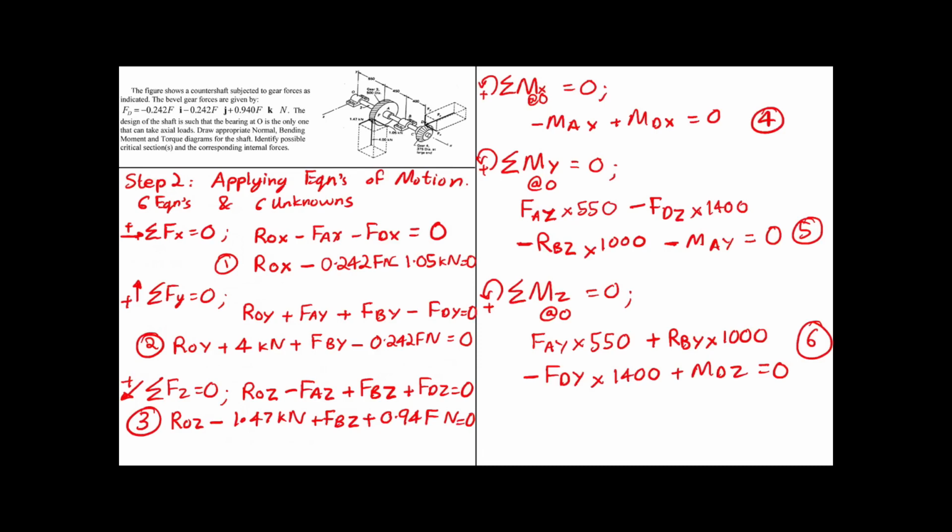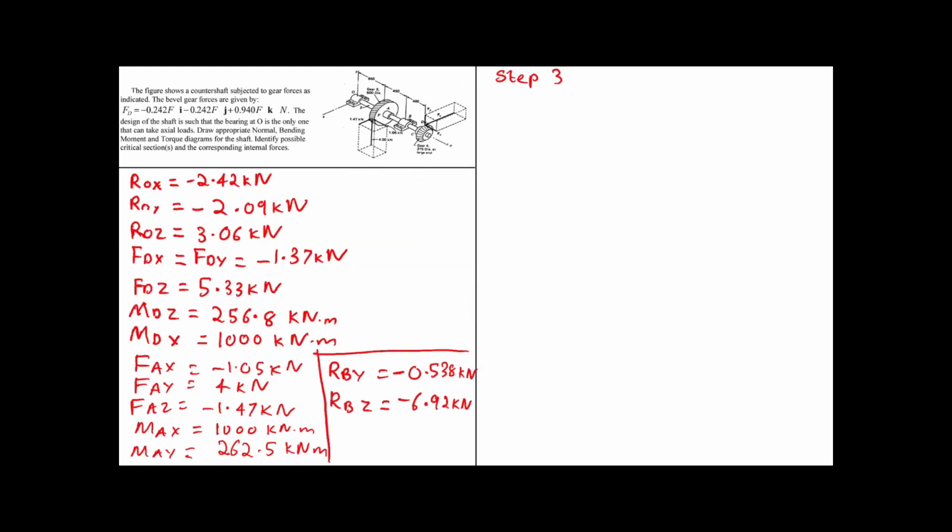Okay, so now let's continue drawing the moment diagrams. Step 3 is to draw the shear diagram, and step 4 would be to draw the moment diagram. So let's start with the shear diagram, and we will have a total of 3 shear diagrams due to the forces in x direction, y direction, and z direction. And we'll have 3 moment diagrams as well, and we are also asked to draw the torque diagram.